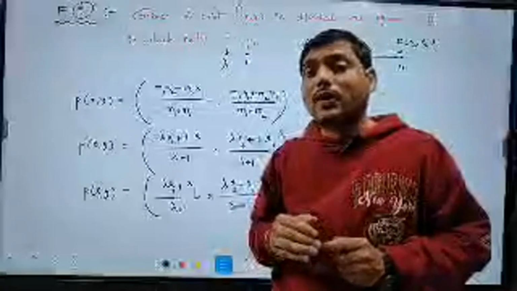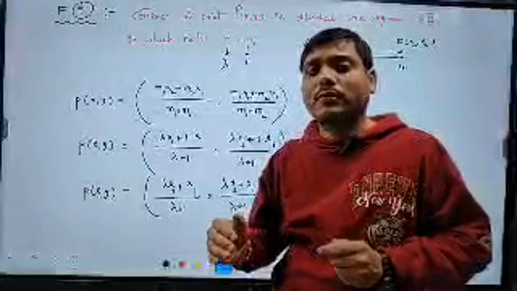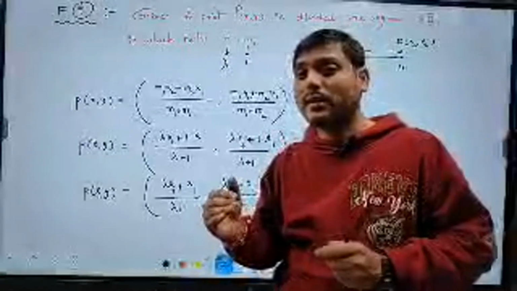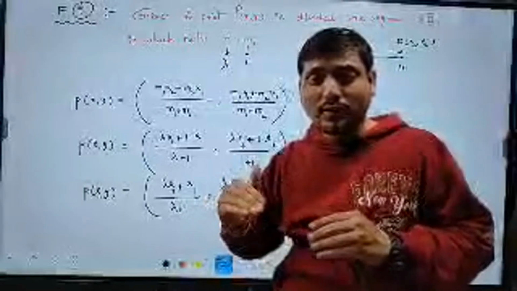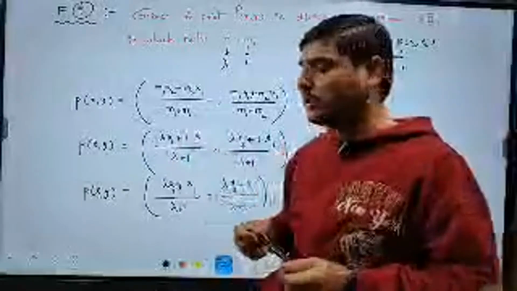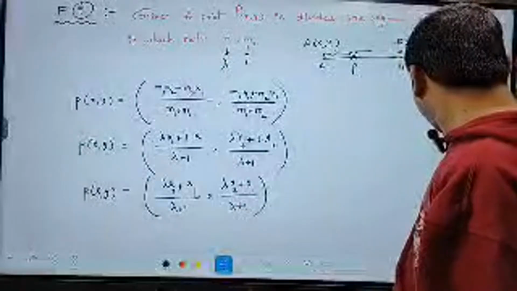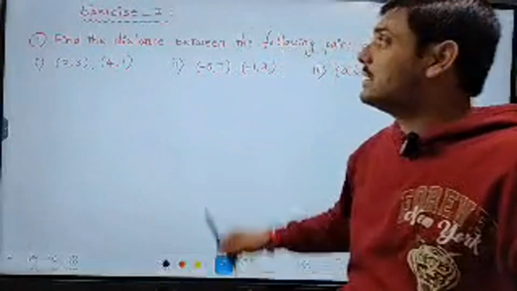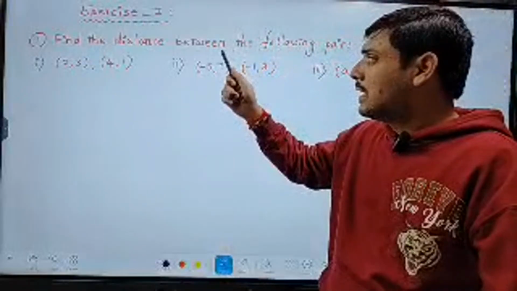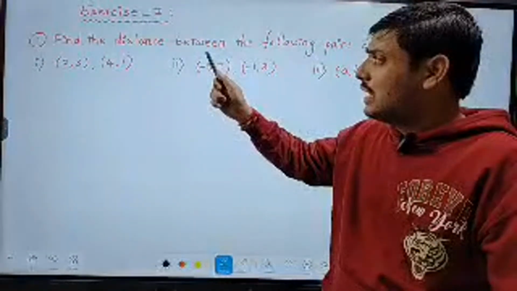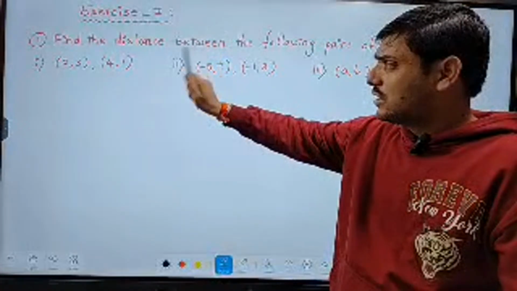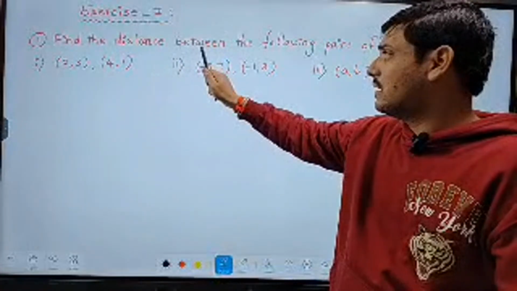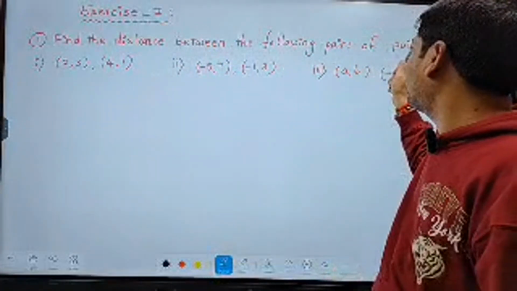Okay, now I am going to some problems dependent on the formulas. चलो हम अब फर्स्ट फॉर्मूला प्रॉब्लम लेंगे, Exercise 7.1. This 7.1 is actually in the CBSE syllabus, and the first question is: find the distance between the following pairs of points.